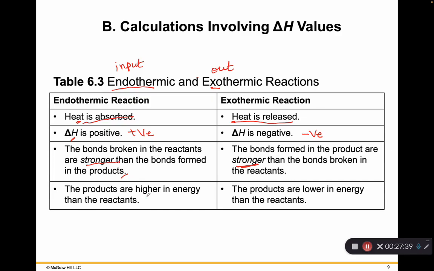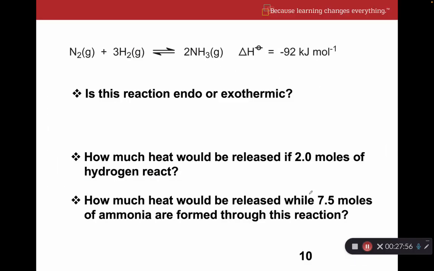So products are higher in energy than the reactants in endothermic. Products are lower in energy than the reactants in the exothermic reaction. So that is the difference between the two reactions. We will draw the energy diagram and we will be more clear on this.